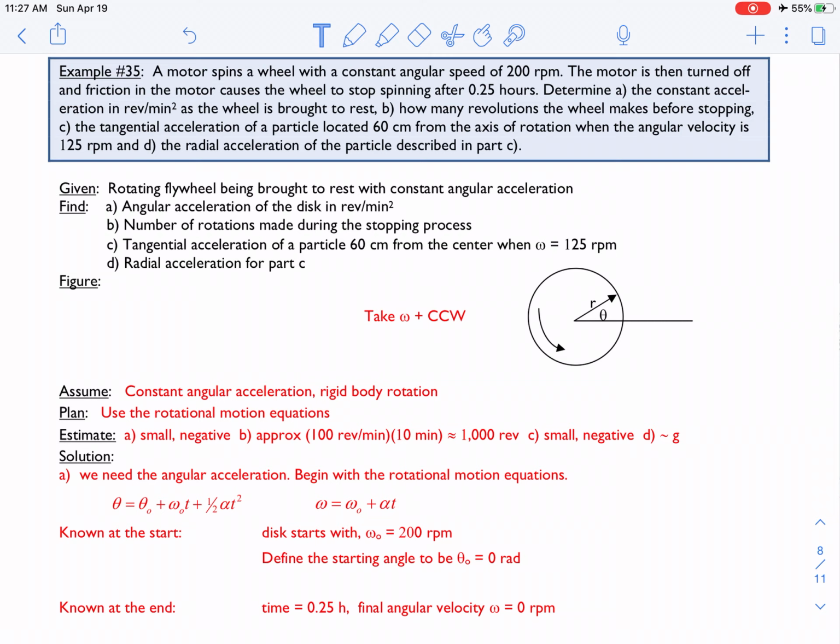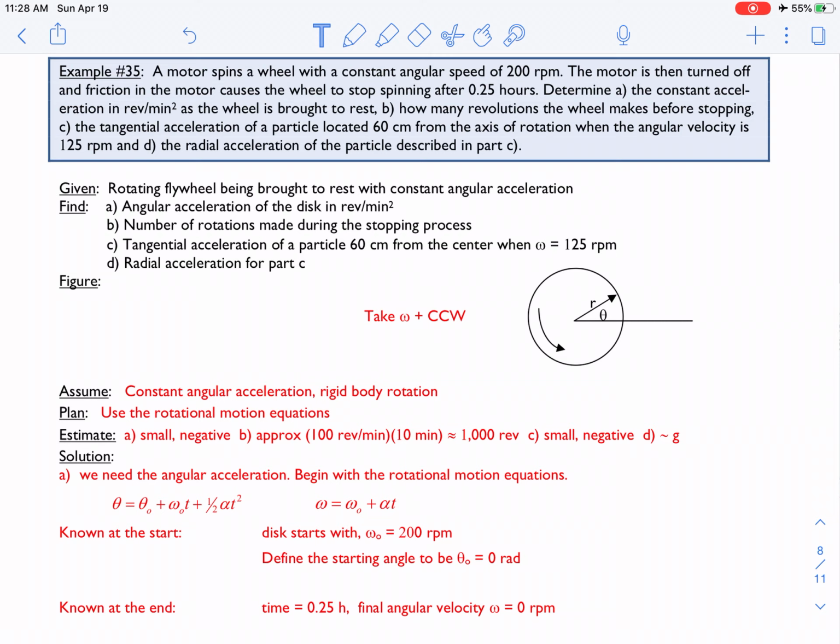In the figure, again, we have this counterclockwise motion shown with the arrow. This is how we're going to take it, counterclockwise. And r is shown, and theta is shown with the horizontal. First of all, we are assuming constant acceleration, so it's constant angular acceleration. And this is a rigid body rotation as well, it's not a particle. So we will use the rotational motion equations to relate things.